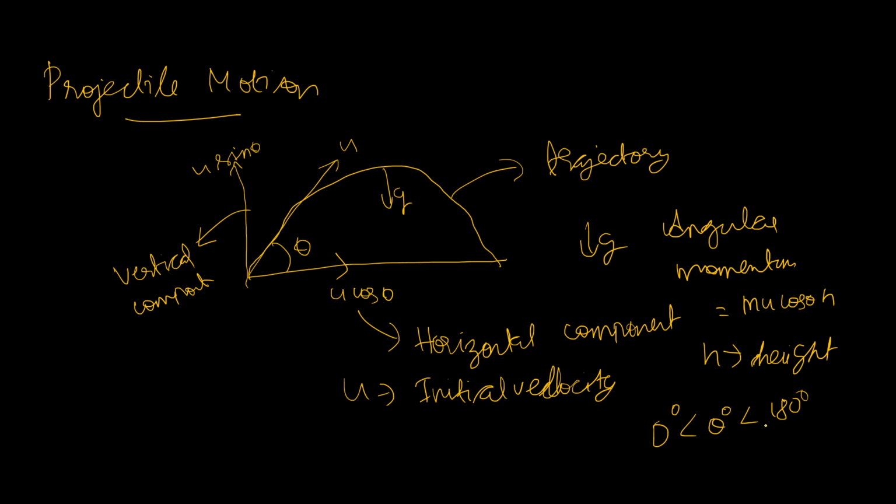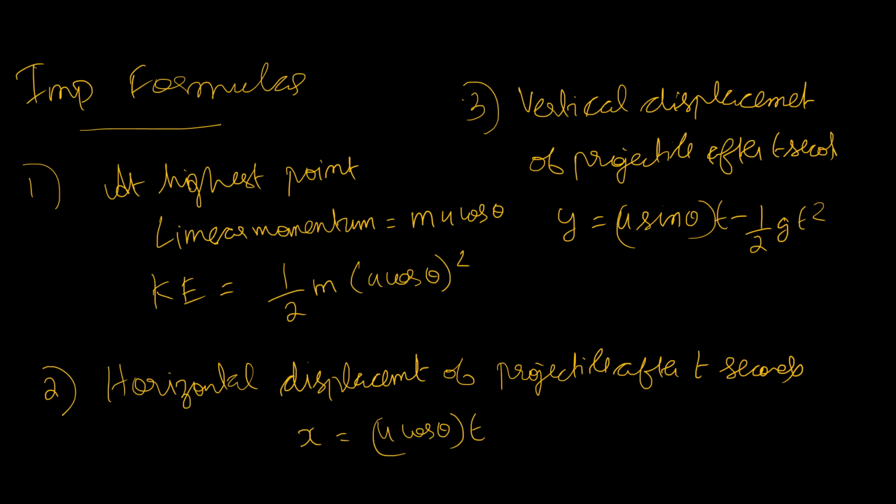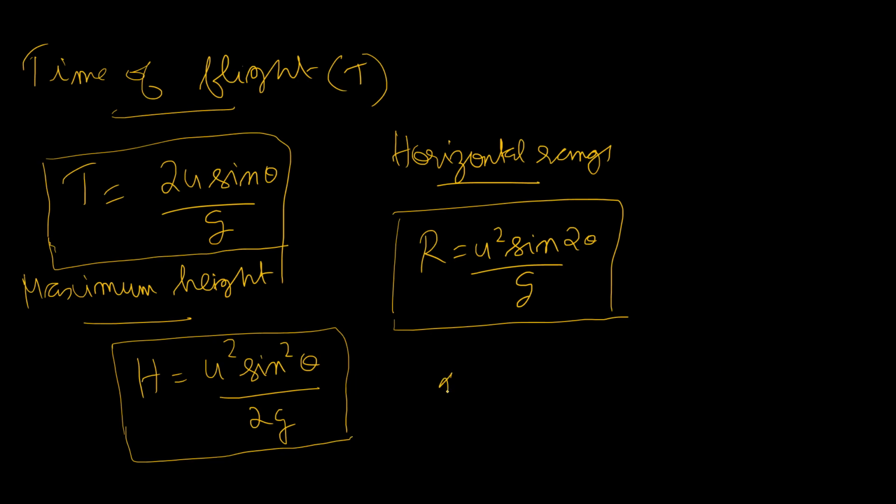The projectile attains maximum height when it covers a horizontal distance equal to half of the horizontal range. This is an important point, note it down. When does the projectile attain maximum height? I'll write it as an extra point: when horizontal distance is equal to half of the horizontal range.